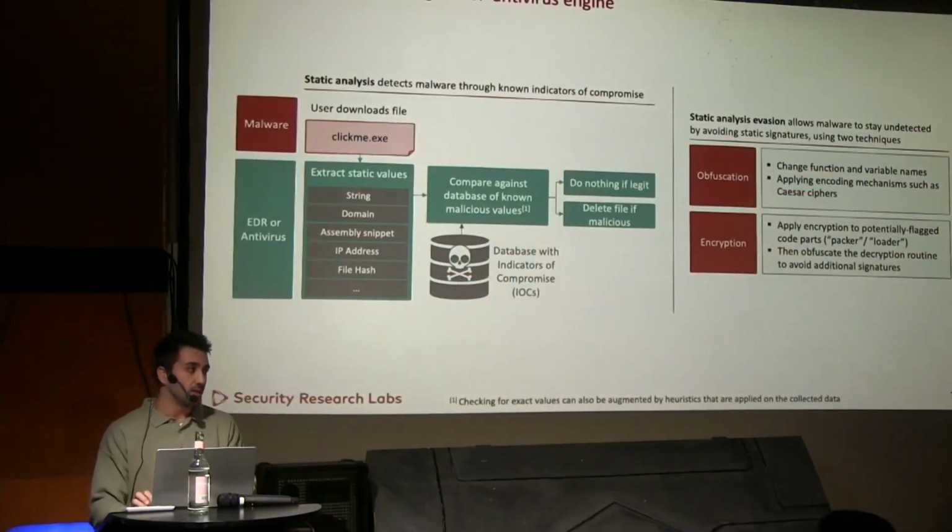But in this case, we need to be really careful with the obfuscation or encryption techniques we use, because the encryption technique or the decryption technique can be flagged by itself. So we could be flagged not by the content of the file, but by the technique we are using to decrypt our malicious content. So it's good if we implement our own techniques when we are creating malware.